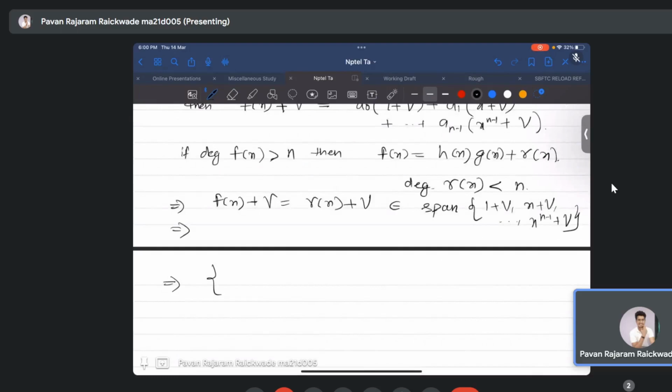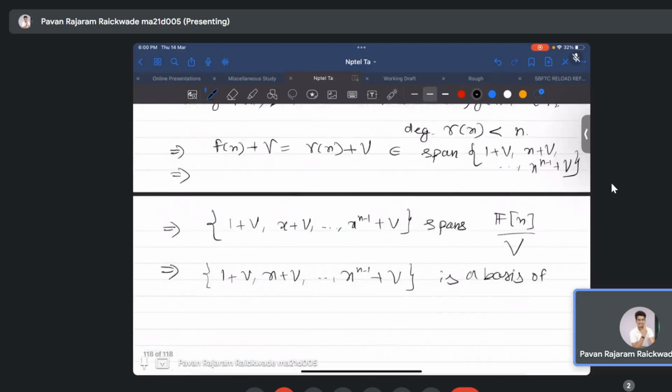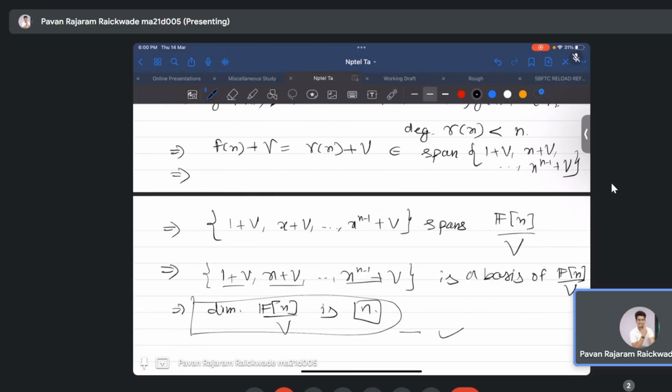This implies this set 1 plus V, x plus V, up to x raised to n minus 1 plus V spans the vector space F[x] quotient V. Hence this is a basis of F[x] quotient V over F, which implies the dimension is, how many elements are here from 1 to n minus 1? n.